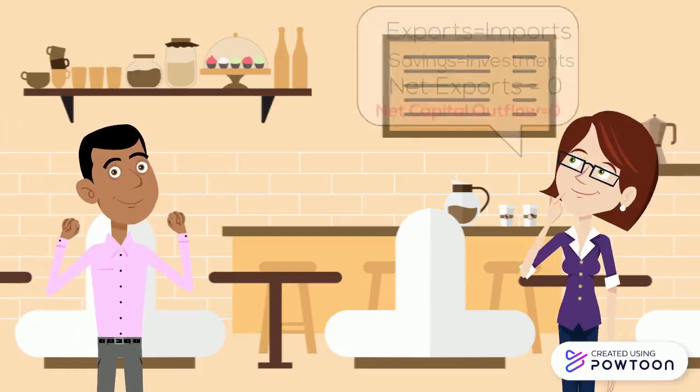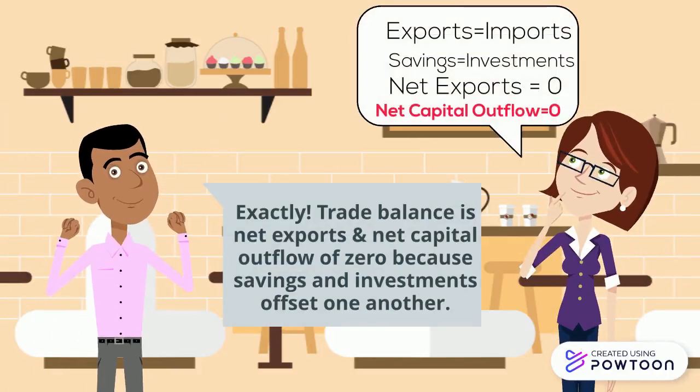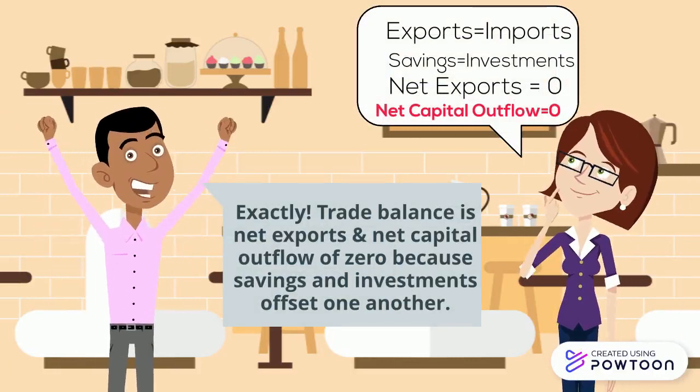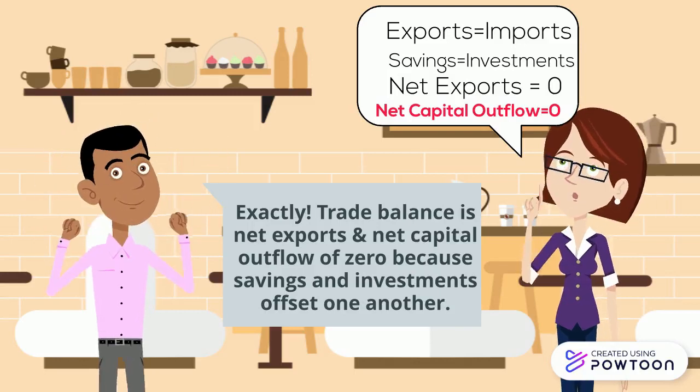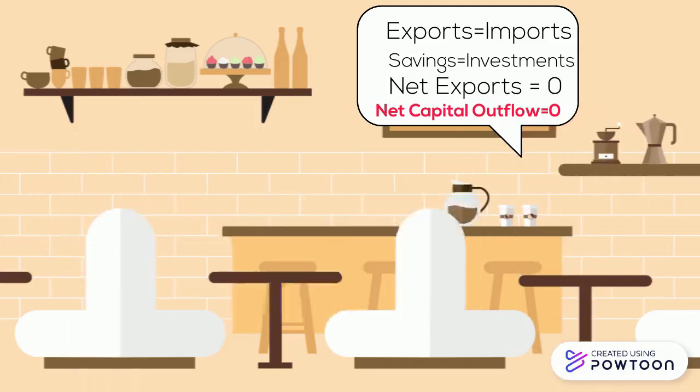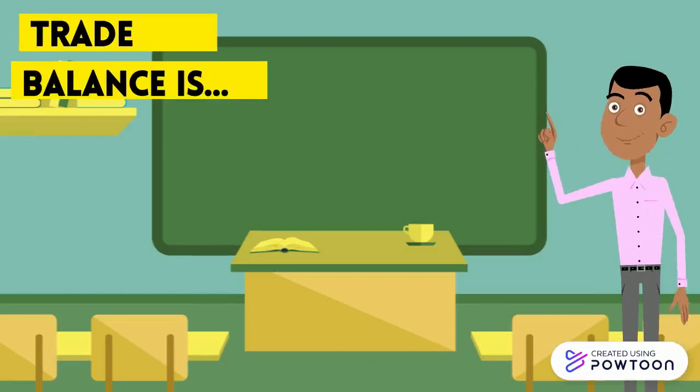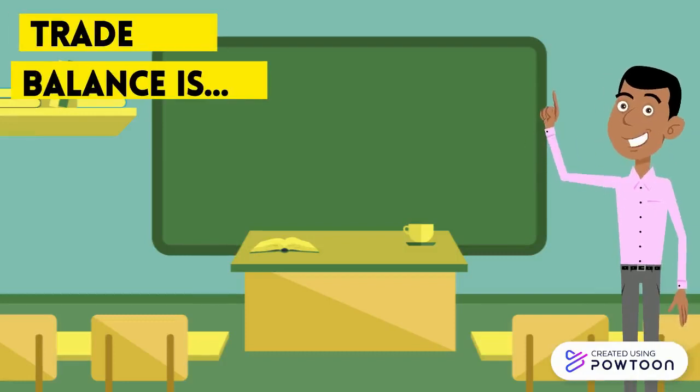Robert looked at me, delighted for the first time. Exactly! Achieving trade balance means getting net exports or net capital outflow of zero because savings and investments offset one another. We now define trade balance as two similar terms.